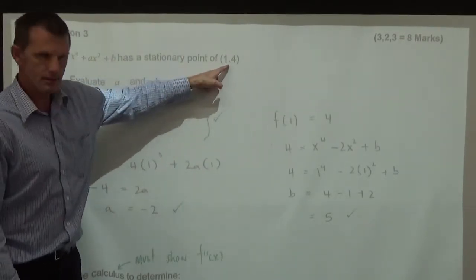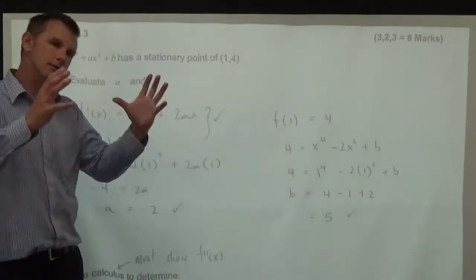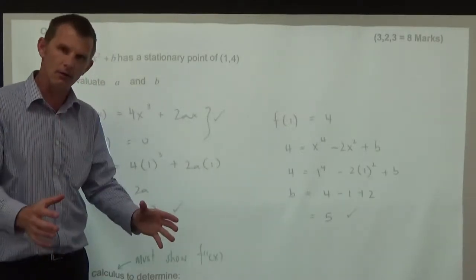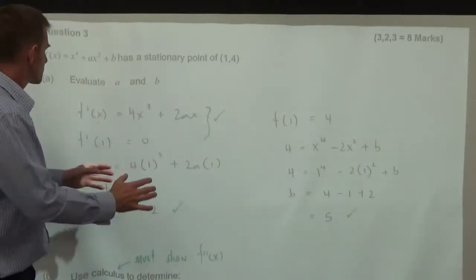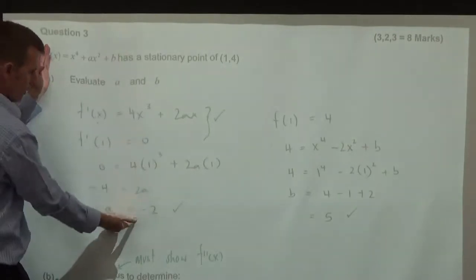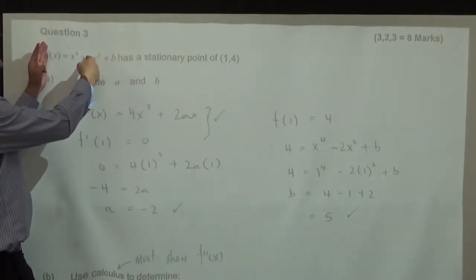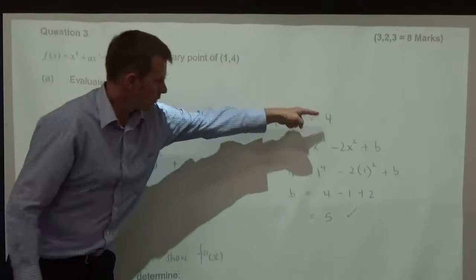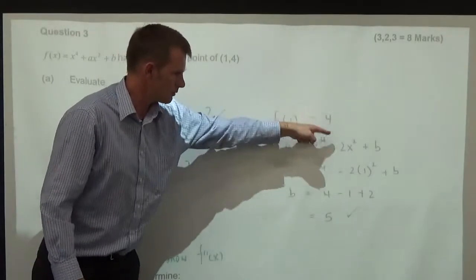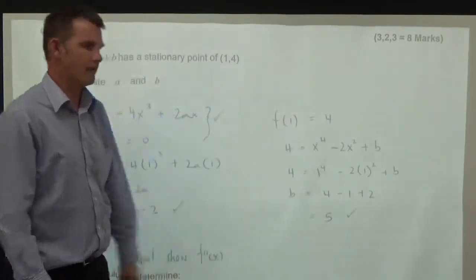Well, this point 1, 4, that is on the original graph, isn't it? That's on the original graph. So can't I just use this with a in there, minus 2 in there, and just know that it's going to equal this? Follow on through 5.